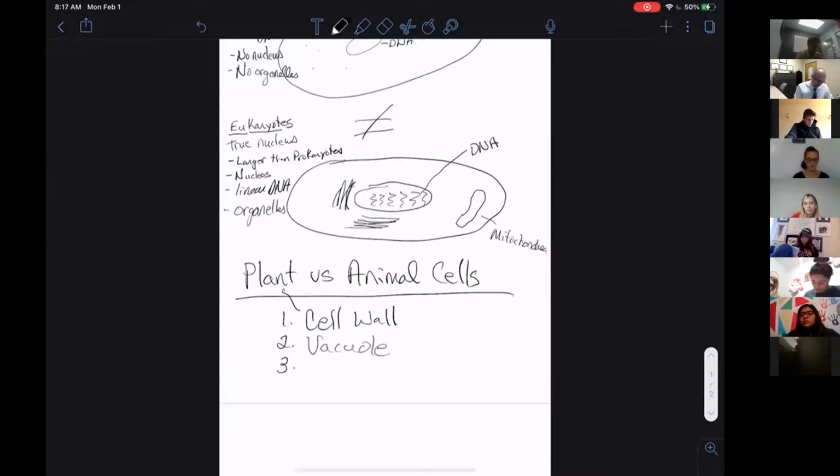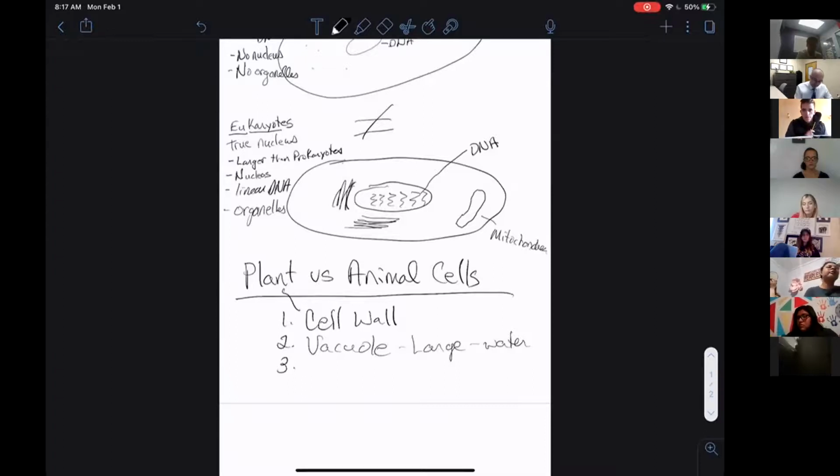Vacuole. They're large, and they hold water. That makes a plant more rigid and stiff because they've got lots of water inside their cells. So those are two very, very important things.